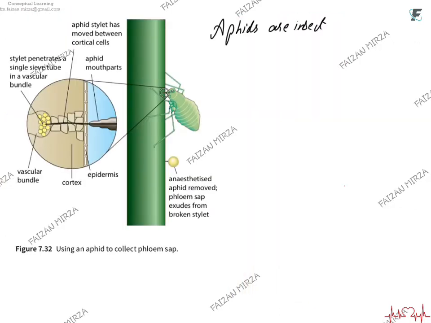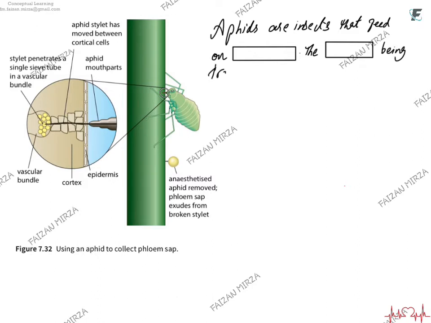What's the use of ATP? It's not occurring directly in the sieve element, but in the companion cell, we'll come to it. Aphids. What are aphids? Aphids are insects that feed on a dash, and you can just fill out these dashes yourself.